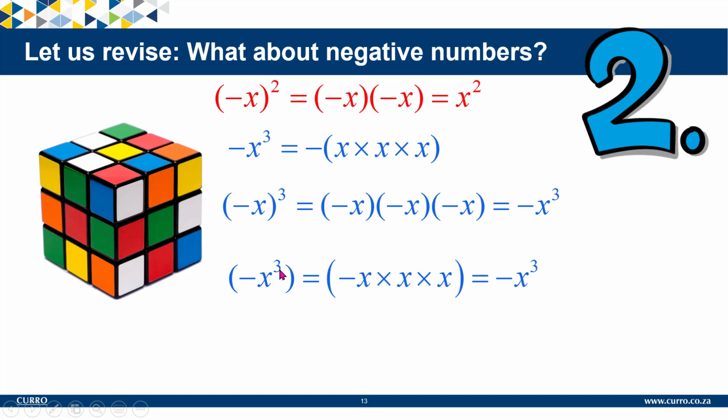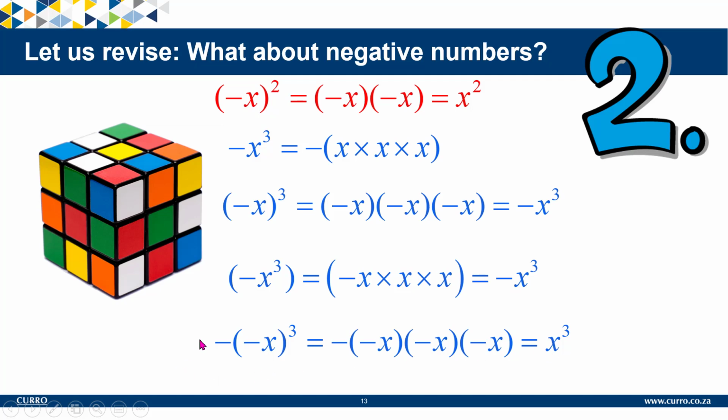So negative x cubed, where the cube is inside the bracket, will be the same as this first one. There's 1 minus, and x is cubed, so it stays negative x cubed. But what if we subtract a negative x that must be cubed? So we first cube the negative x, and we know that is the same as negative x cubed. But then we have to subtract the negative x cubed. So the answer is then positive.